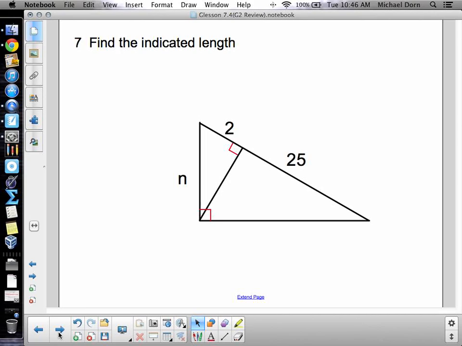2 times 25. 25 doesn't have an end point. They're at the same point. This one doesn't come out quite as nicely. You're getting there.